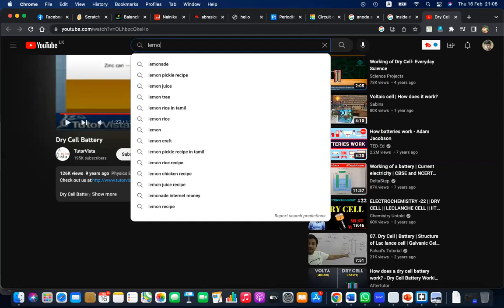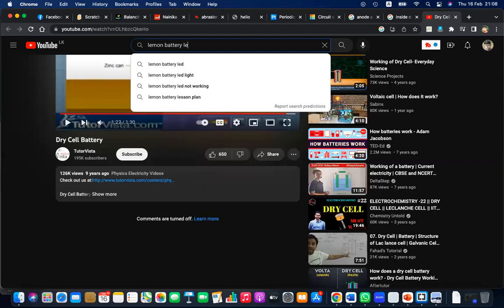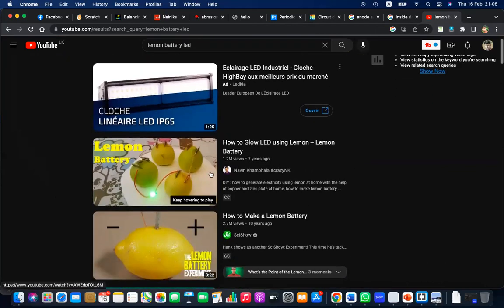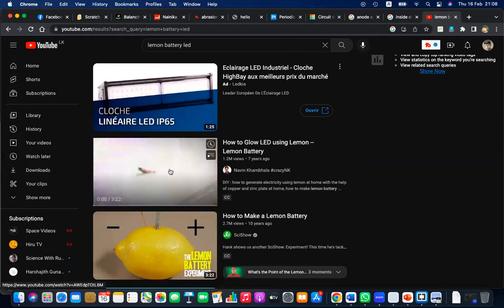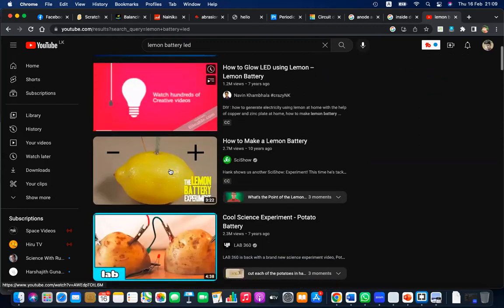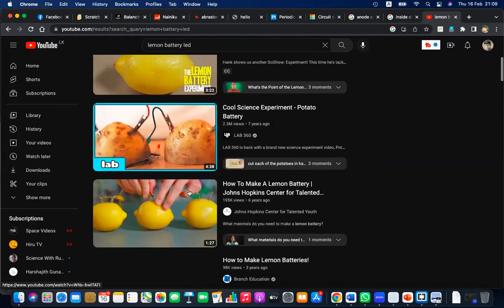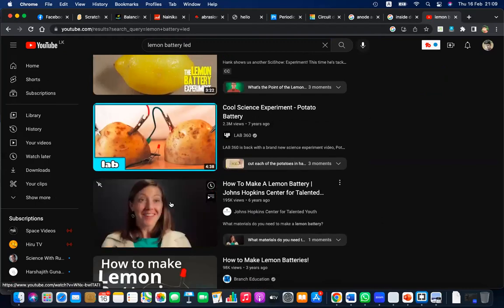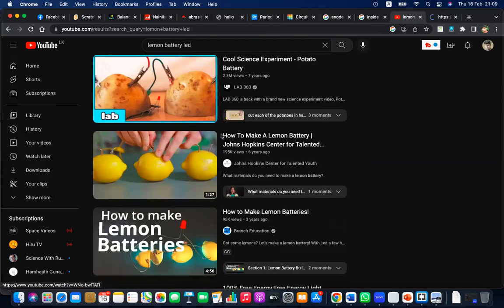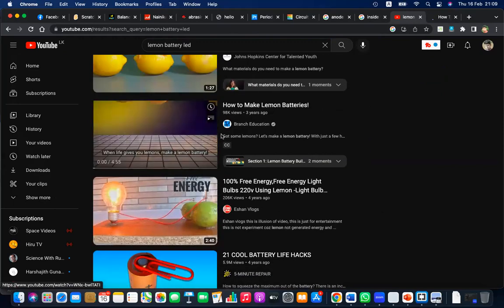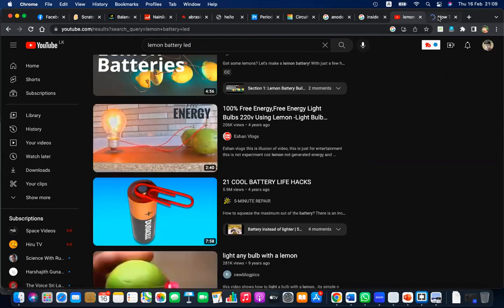Right here, lemon battery. Let's see the practical, real situation, right? Here in this case, they have used 4 lemon batteries. 4 lemon batteries. It should work, right? Here, this is a potato one. So this also you can use. But with a lemon battery, a single lemon battery is not enough. Okay, let's see this.